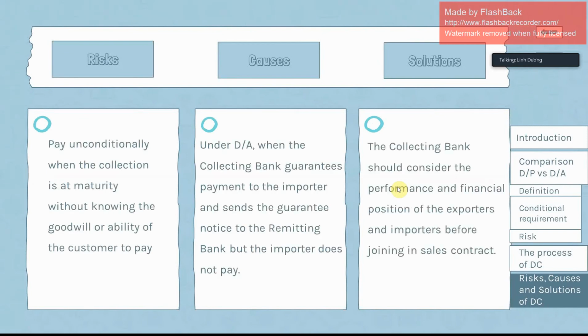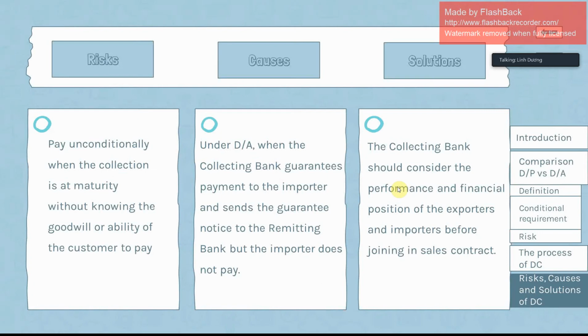And next, when the collecting bank guarantees the payment, they have to pay unconditionally when the collection is at maturity, even if the importer will pay it or not. To be more specific, under DA, the collecting bank guarantees payment to the importer and sends the guarantee notice, but the importer does not pay for some unknown reason. We have mentioned this in the previous lesson.